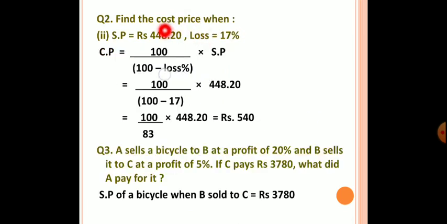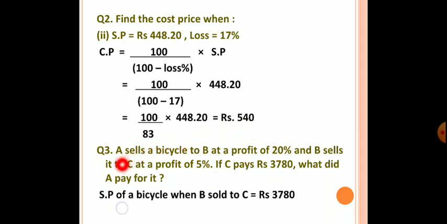Question number 2. Find the cost price when selling price is rupees 448.20, that is 448 rupees 20 paise, and loss is 17%. So putting the formula for cost price, which is 100 divided by (100 minus loss percent) into selling price. So 100 divided by (100 minus 17) into 448.20 equals 100 divided by 83 into 448.20, which equals rupees 540.